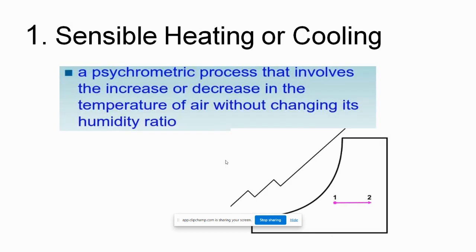So first is sensible heating or cooling. Sensible heating or cooling is just adding heat to or removing heat from a stream of air without changing its humidity ratio. Basically in this process, humidity remains constant and the temperature increases or decreases depending upon the application, whether we want to increase or decrease the stream temperature. Here in the chart we can see that the humidity ratio is constant, and from process 1 to 2 the temperature is increasing, shown by the arrow. That shows the sensible heating or cooling of a stream.